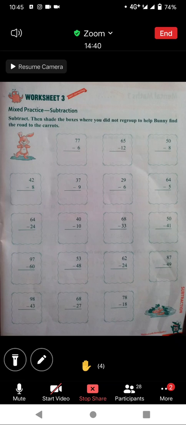Now here, come here, worksheet 3, page number 25. So what we have to do here? Here is mixed practice of subtraction. Okay, mixed type of problems are there. Here we have to regroup in some questions, and we don't have to regroup in others. So subtract, then shade the boxes where you did not regroup.